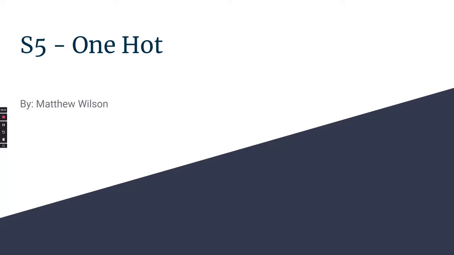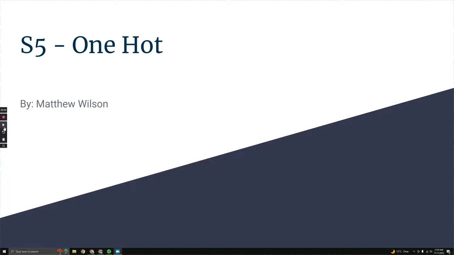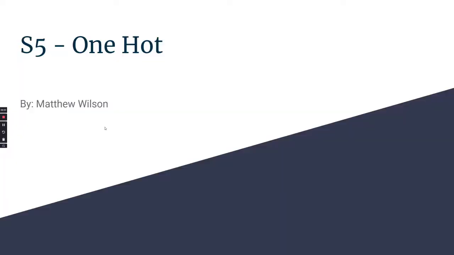Today we'll be talking about one-hot circuits. So what is a one-hot circuit? Well, basically a one-hot circuit is just a circuit that always has one of the flip-flops outputting a high value. This helps to shorten propagation delays, which can be a big help when creating circuits like this.